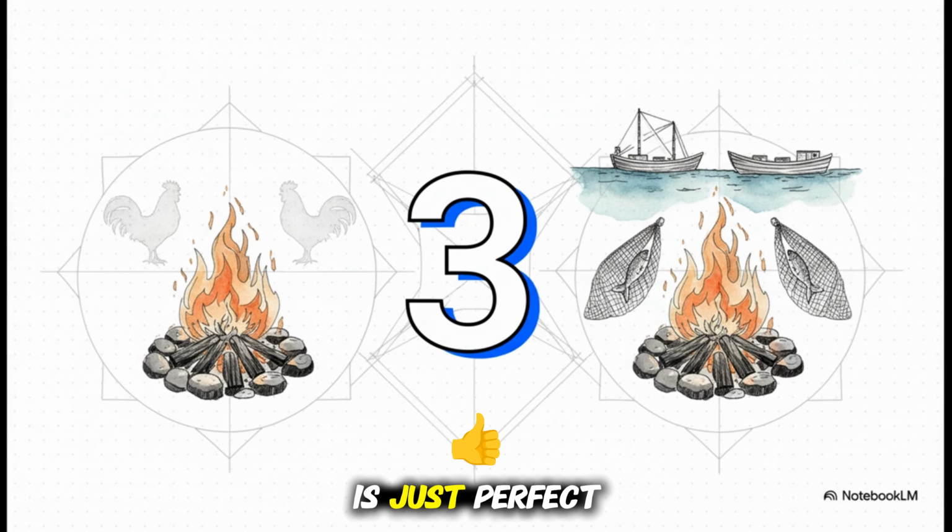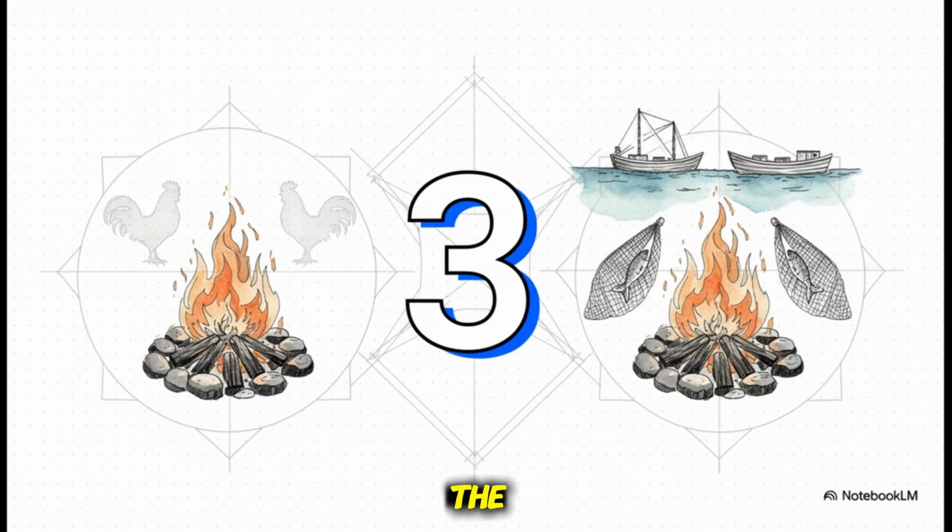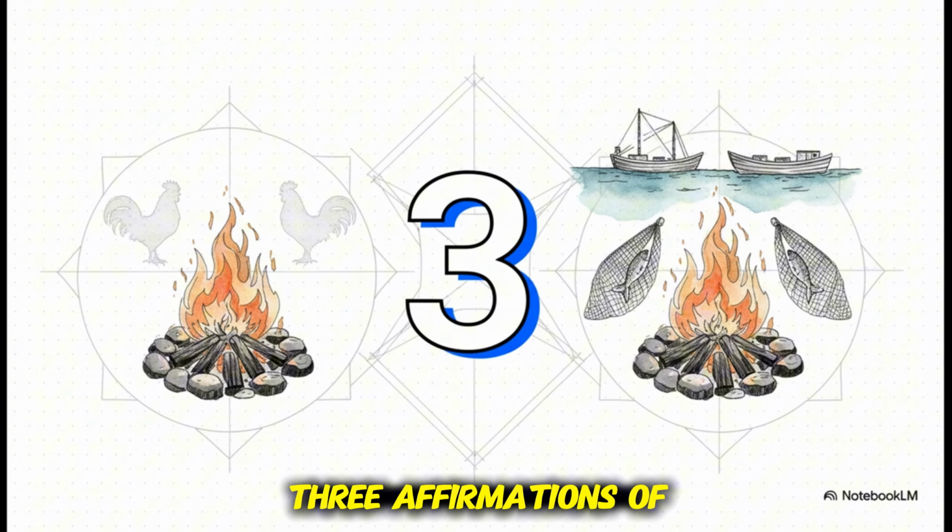And the symmetry is just perfect. By a charcoal fire, Peter denied Jesus 3 times. And by another charcoal fire, Jesus asks him 3 times, "Do you love me?" He turns a memory of deep shame into one of profound grace. The pattern is absolutely complete. 3 denials met with 3 affirmations of love.